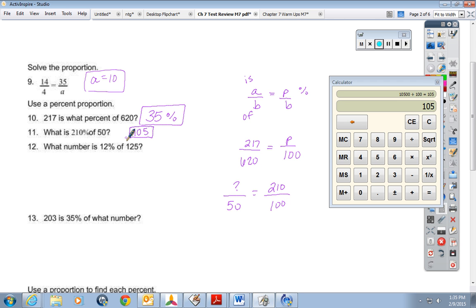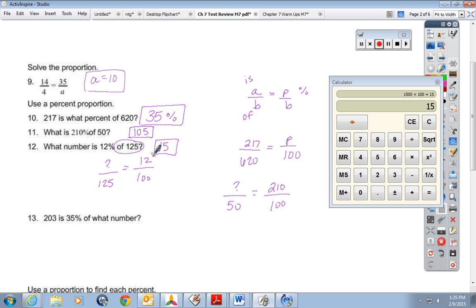And then number 12, we're going to use the same A over B is P over 100. Since we have a percent, we know that goes where the P is. And the number 125 is associated with of, so that goes on the bottom. So then we're going to cross multiply 12 times 125 and then divide by 100, and we get 15. If you did put percent on this one, it is wrong. So it's just 15.